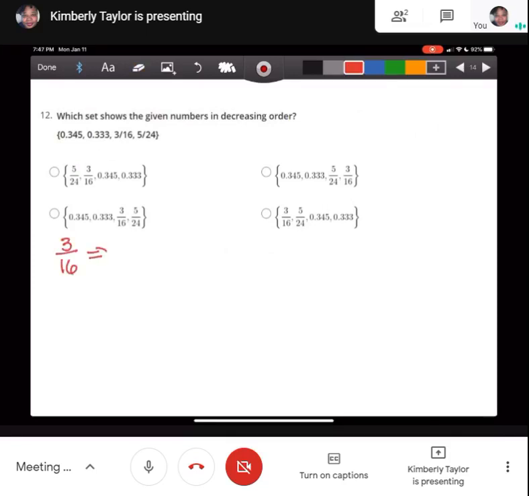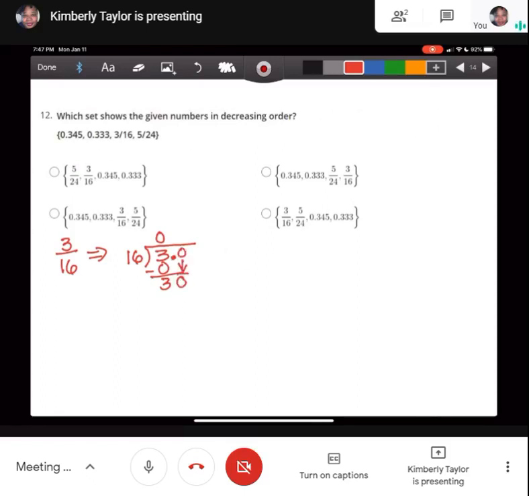So let's take the 3/16. When converting this to a decimal, you take your denominator, and that's going to be on the outside. They call that the divisor, and your dividend is going to be the 3. So how many times does 16 go into 3? That's going to be 0. 0 times 16 is 0. 3 minus 0 is 3. We're going to add a decimal and a 0 and bring it down.